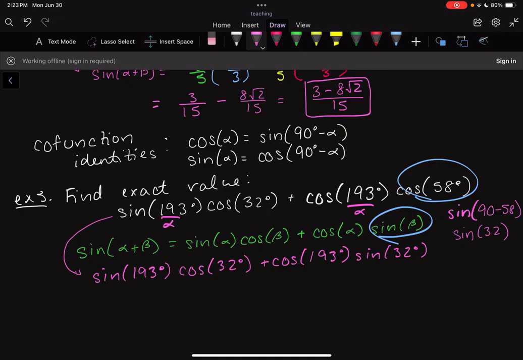So my point is that sometimes, if you're seeing an identity and it looks like a cosine or a sine that's messed up, maybe one of the angles or something like that, you might need to use one of the co-function identities. Now again, I do not test on this, but it does come up in the homework.